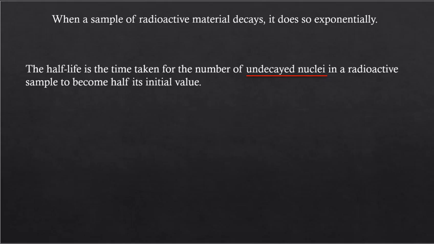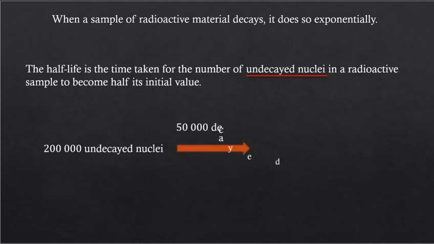Let us say we have 200,000 undecayed nuclei at the start, and let us say that 50,000 decayed in a period of time. Therefore, we are left with 150,000 undecayed nuclei.